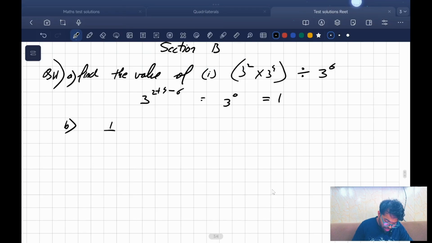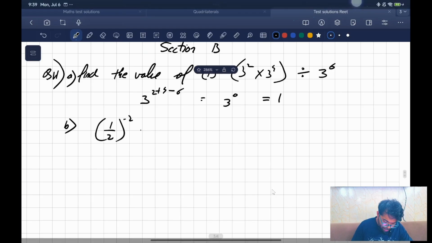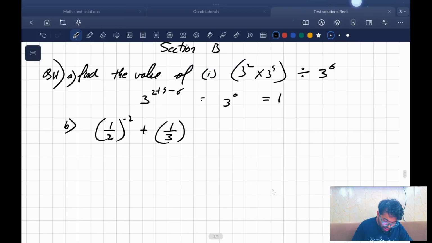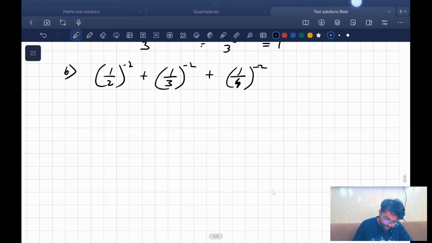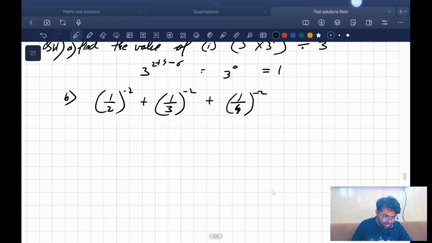सिंप्लीफाई. 1 by 2 the whole to the power of minus 2 plus 1 by 3 the whole to the power of minus 2 plus 1 by 4 the whole to the power of minus 2. क्या हो जाएगा ये? माइनस टू माइनस टू माइनस टू. व्हाट डू यू डू? अभी करेंगे. मैं गलती से स्किप हो गया, सॉरी.